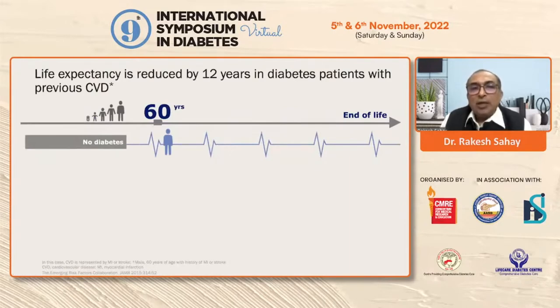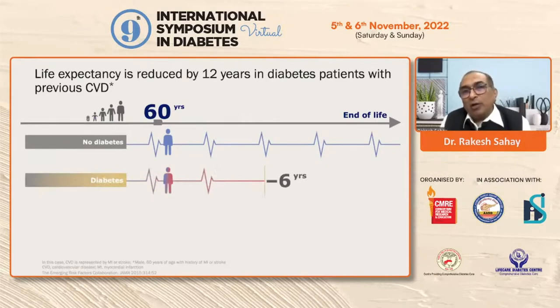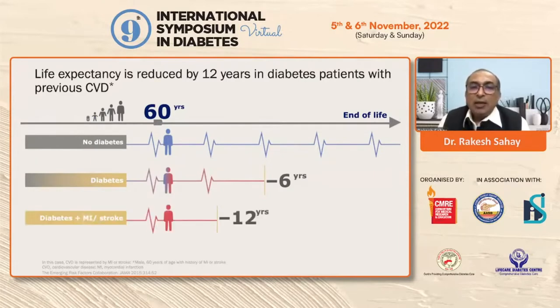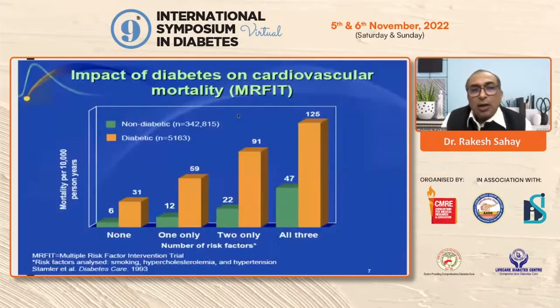And if you look at the life expectation in patients with diabetes across different population based studies, we can see that life expectation comes down by about 6 to 8 years in the absence of cardiovascular disease, and in the presence of cardiovascular disease, probably it comes down by as much as 12 years in people with diabetes. So this is the extent of the problem of cardiovascular disease in people with diabetes, and so how do we address this?